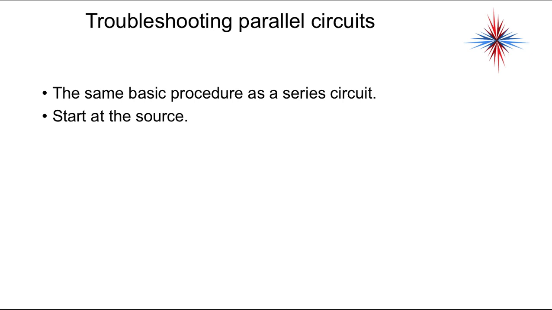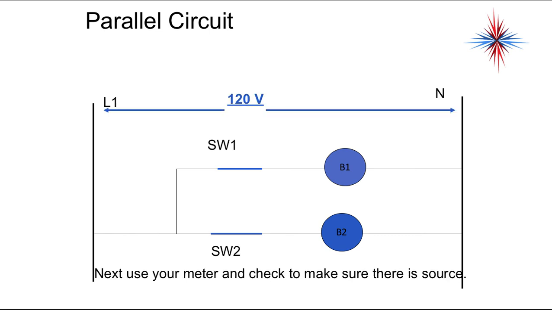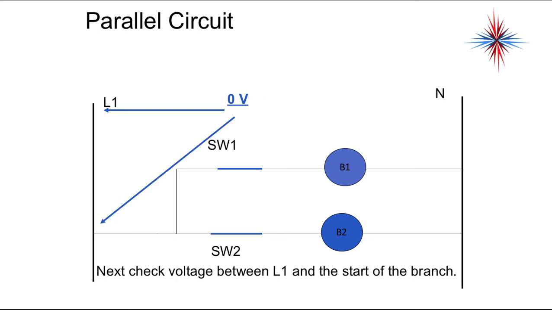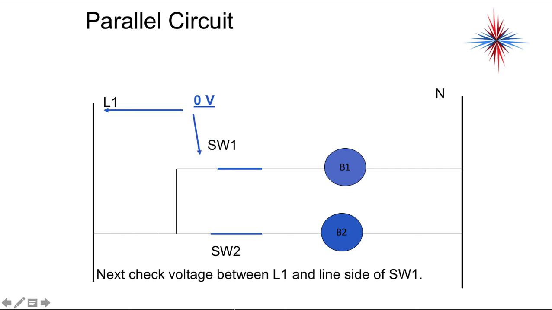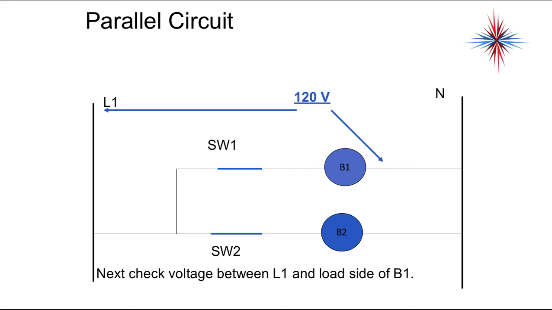Troubleshooting parallel circuits, same basic procedure. Start at source. First, make sure all the switches you can control are closed. Check your source. Check voltage between L1 and the start of the branch. By the way, each one of these is considered a branch. It's like a tree. You start at source, then you branch off. Check voltage between L1 and the line side of switch 1, load side of switch 1, line side of B1, and load side of B1.